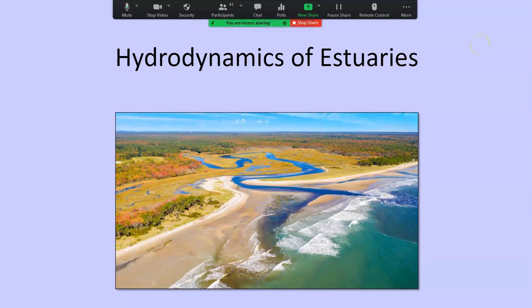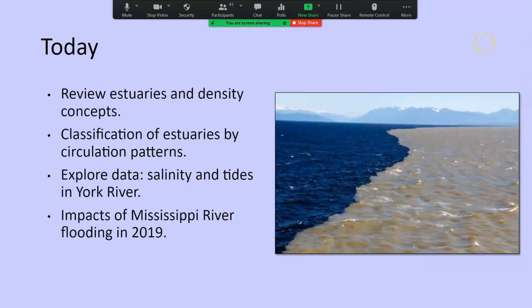So we are back to oceanography now. We are going to do some physical oceanography, so talking about the flow of materials, specifically in coastal environments like estuaries. Today we're going to review estuaries and density concepts.